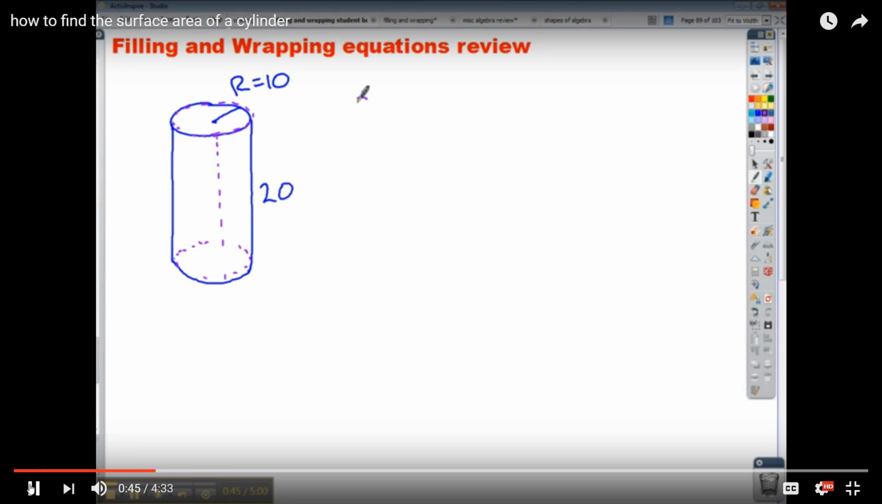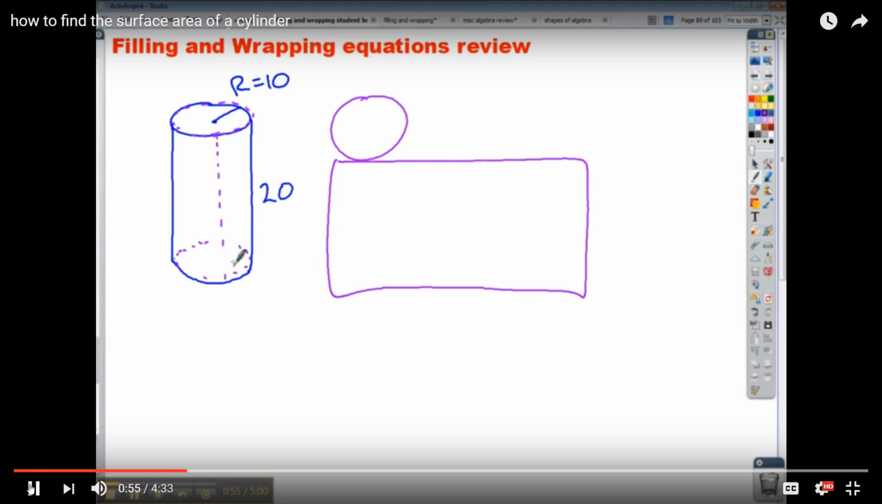I'm going to end up with a top, that's a circle. I'm going to end up with this middle section, which is a rectangle. And finally, I'm going to end up with the bottom, which is a circle. So I'm going to have to find the area of these three shapes.